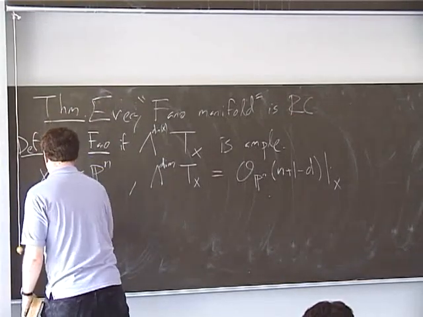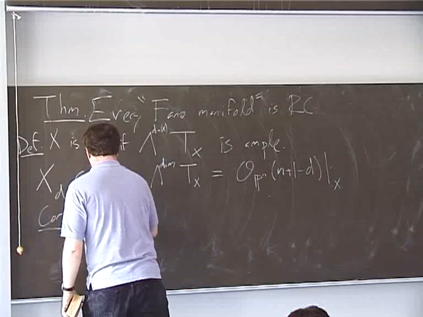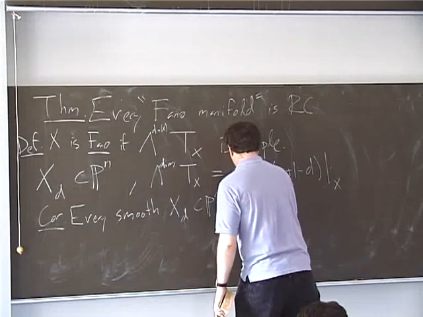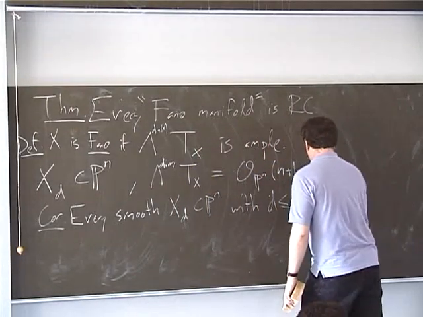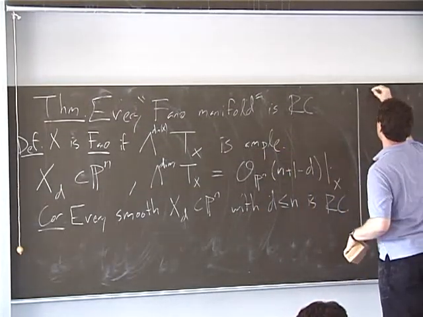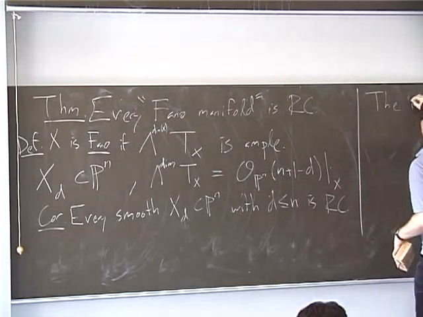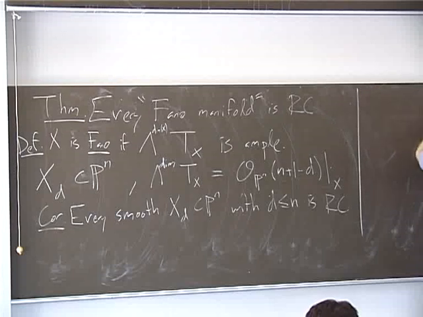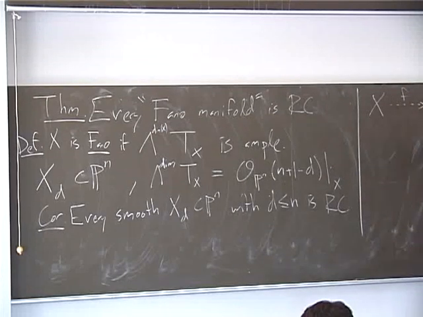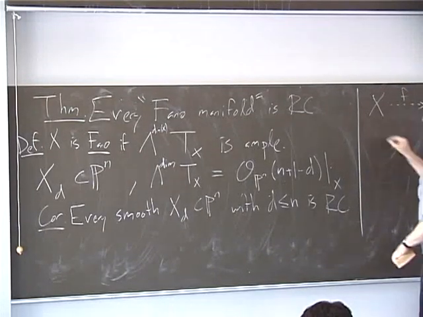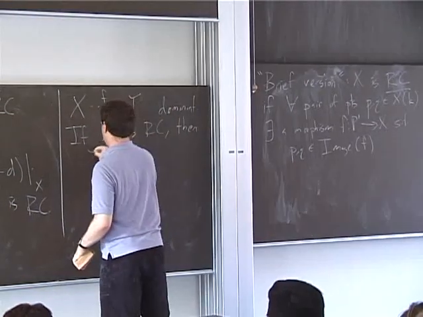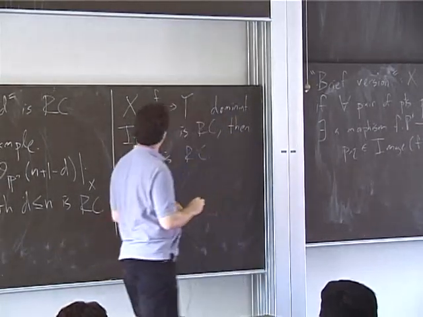So as a corollary, every smooth hypersurface with d less than or equal to n is rationally connected. This is one consequence. Another property is that the image of, more generally, if you have a dominant rational transformation, then if X is RC, then Y is RC. Now also, of course, Pn is RC.